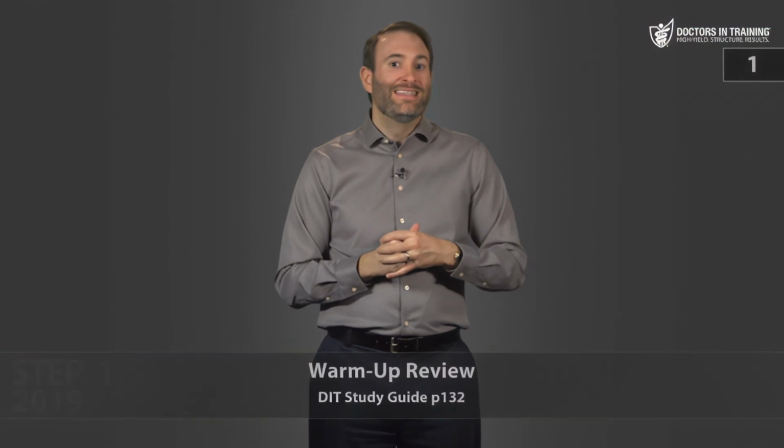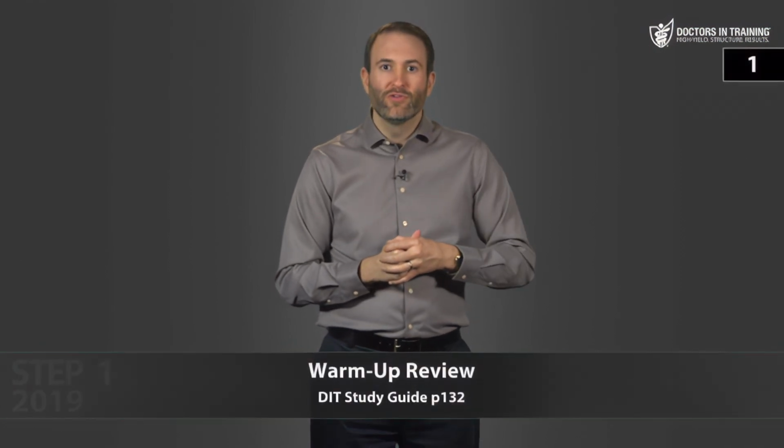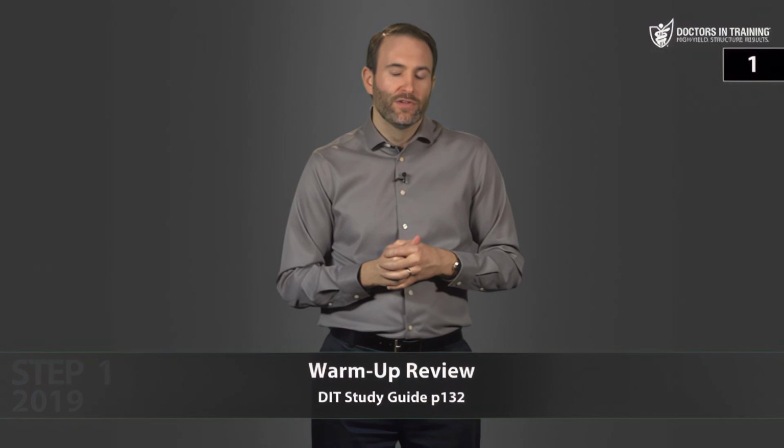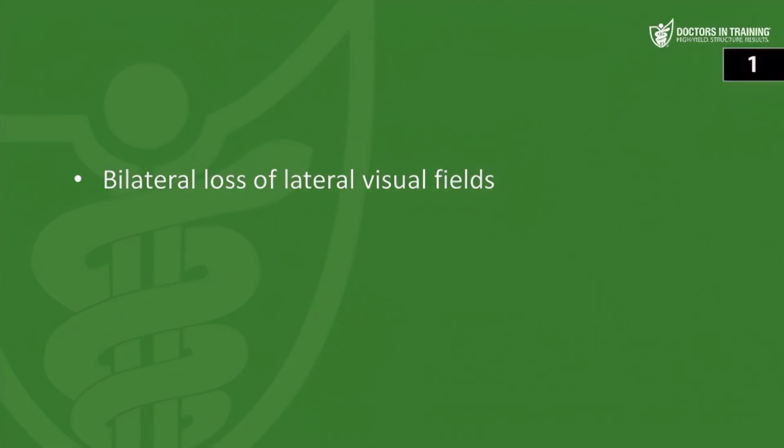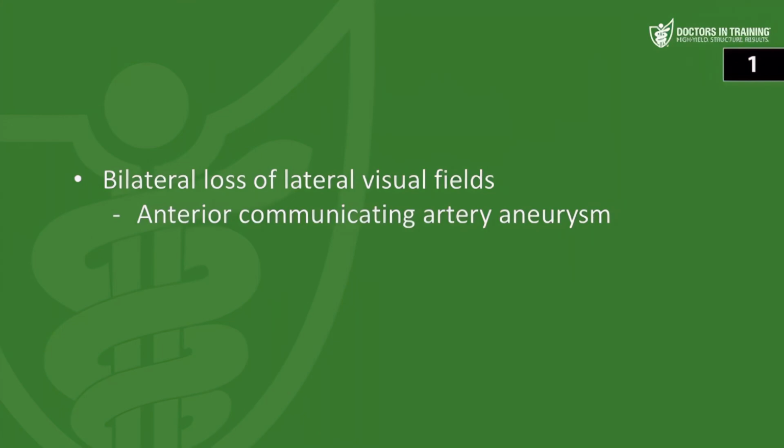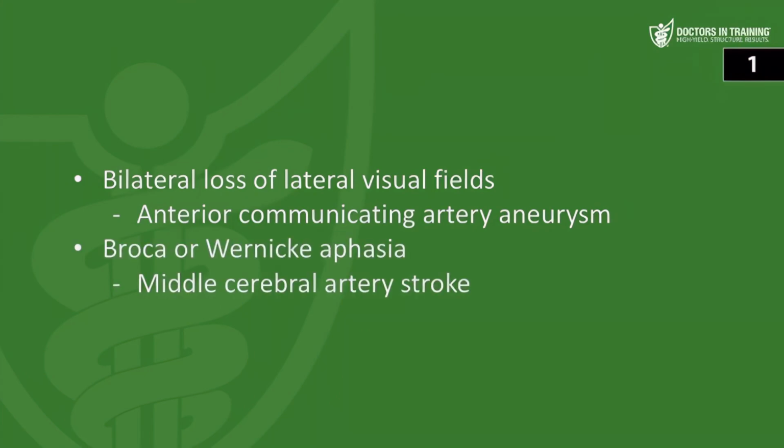It's time for another warm-up review. Let's get going. Damage to which artery would produce each of the following presentations? So first we have bilateral loss of lateral visual fields. So this is the anterior communicating artery aneurysm compressing on the optic chiasm. Broca or Wernicke aphasia. So that's going to be the middle cerebral artery stroke.